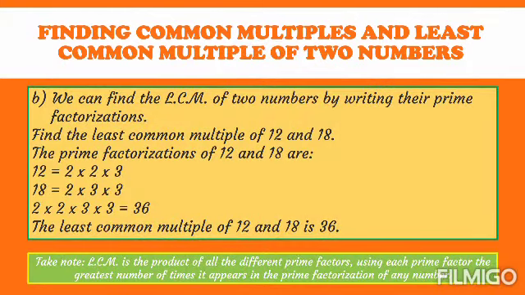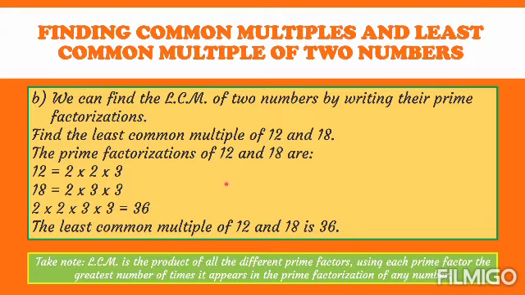Okay, so another way of finding the LCM, class, is using factorization. Because a while ago in letter A, we found the LCM using the listing method. So for here now, we're going to find the LCM using prime factorization. So let us find now the least common multiple of 12 and 18.